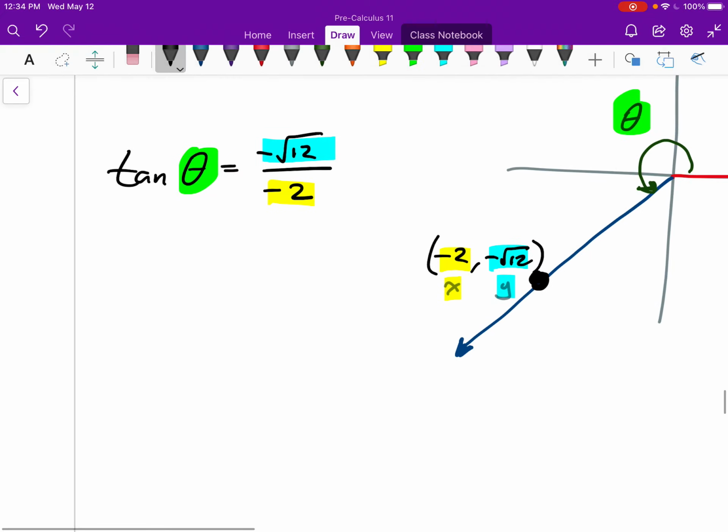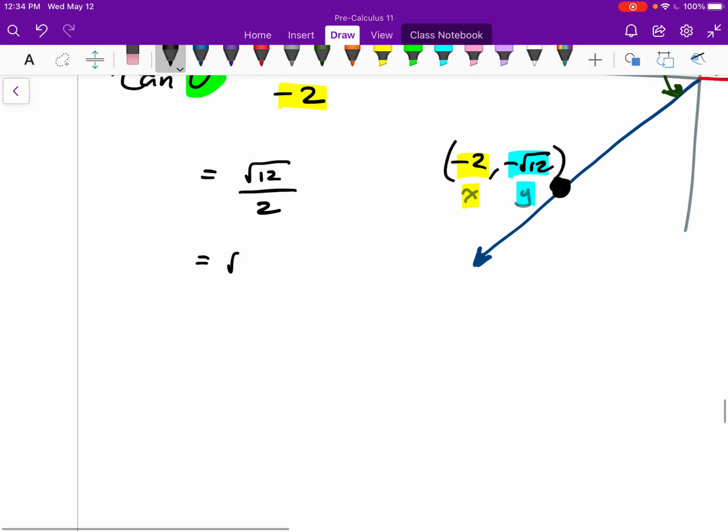Okay, well, let's clean this up a bit. First of all, a negative divided by a negative. Let's write this as just root 12 over 2. Okay, that's a bit nicer. But what can I do here? Well, let's think back to our work with radicals from earlier in this course. Root 12, I can break up into root 4 times root 3, over 2.